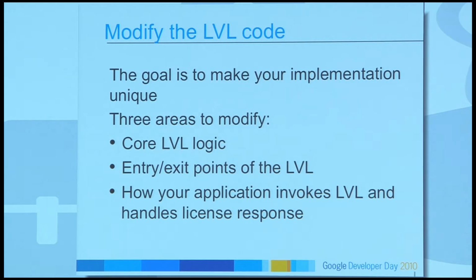The next tip I want to talk about is modifying the library code. The goal here is to make your implementation unique. There are 3 areas you can modify: the core library logic, the entry or exit points of the library, and how your application invokes LVL and handles the license response properly.